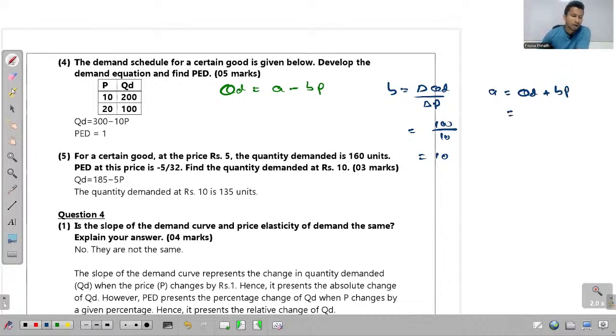So you can pick one of the coordinates randomly. Let me select this one. So it's 100 plus 10 times P is 20.